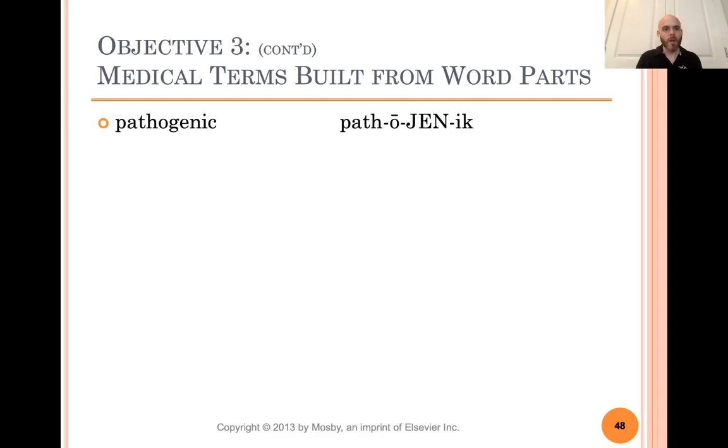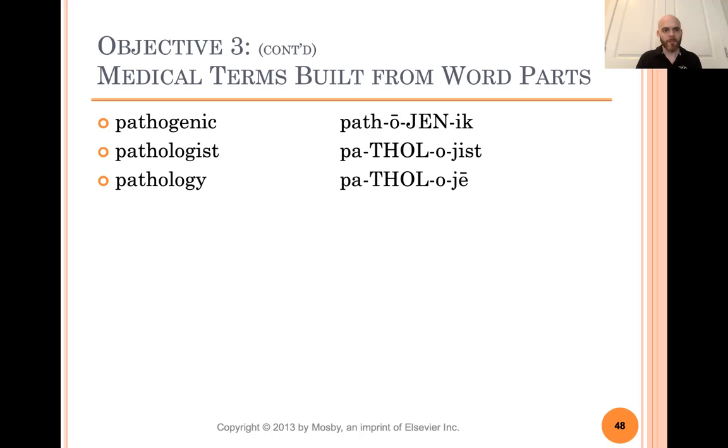Pathogenic means producing a disease, or something that produces a disease. Patho means disease, genic means creating. Pathologist, a person that studies diseases. Path means disease, ologist is a person who studies. Study of diseases. Visceral just means visceral organs.